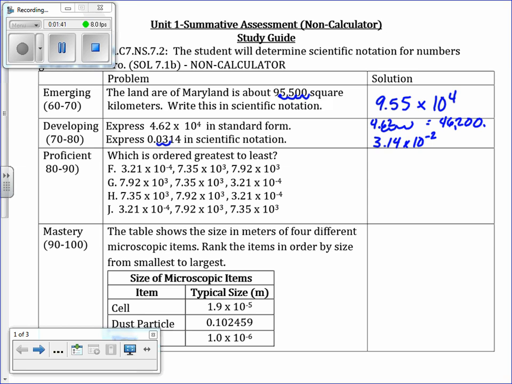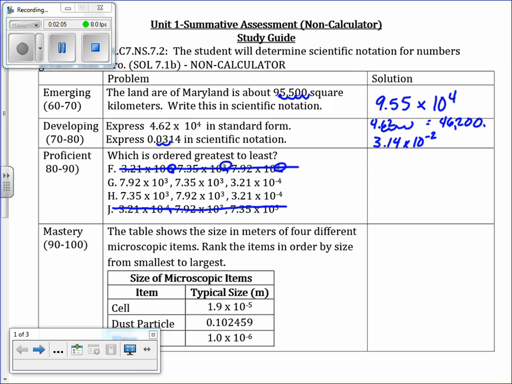Which is ordered greatest to least? So the first thing I'm going to do is look at my exponents, and I see I have a -4, a 3, and a 3. And we want to go ahead and order those greatest to least. Since -4 is much less than 3, that's trash I can slash. And since J starts with it, I'm going to slash that trash as well.